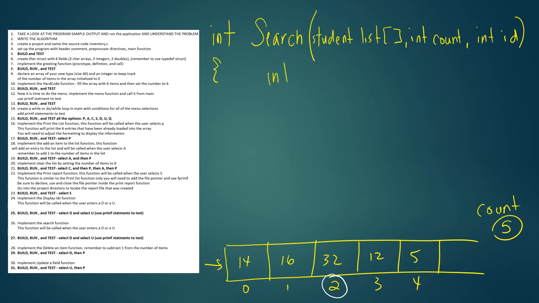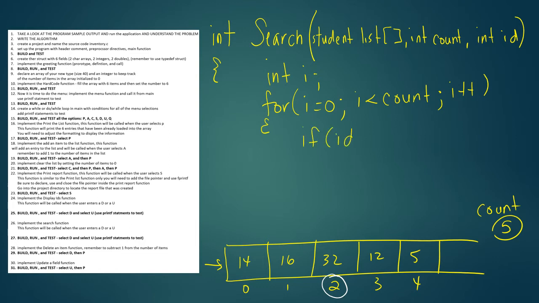So all you need to do is do the same loop. And inside of the loop, you're just going to compare. If ID is equal to the list at index I dot ID, then you want to return I, which is the index. And that's it. That's all this function needs to do.